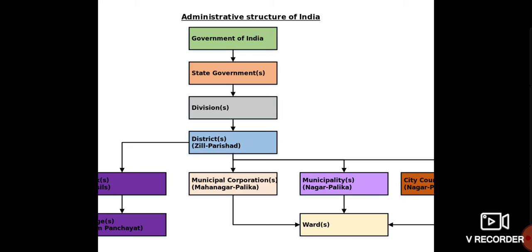So here I have shown you the diagram. Here you can see in green color the Government of India, then the state governments, divisions, districts, or you can say the Zilla Parishad. Again, under Zilla Parishad, the different facilities or organizations are there, like municipal council, municipal corporation, or the local government like Panchayati Raj. From villages also you can start all this structure, okay.